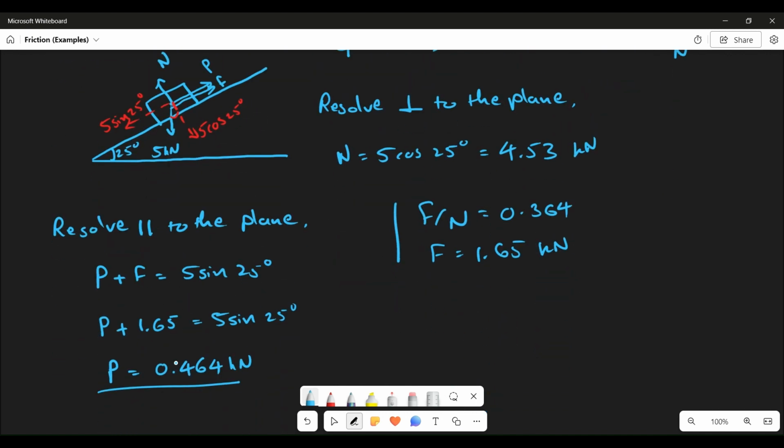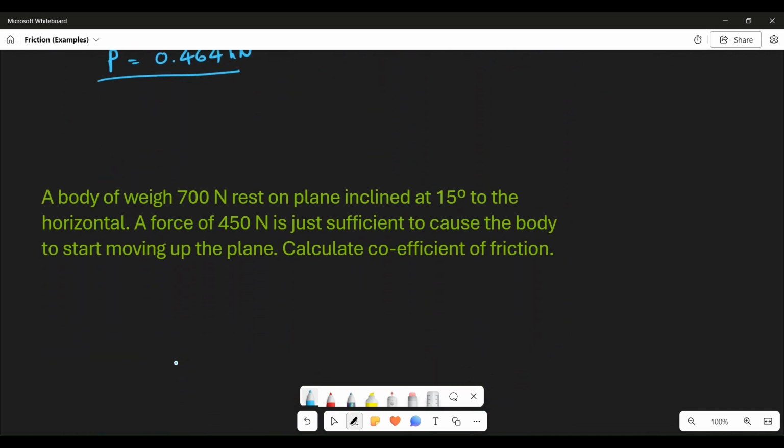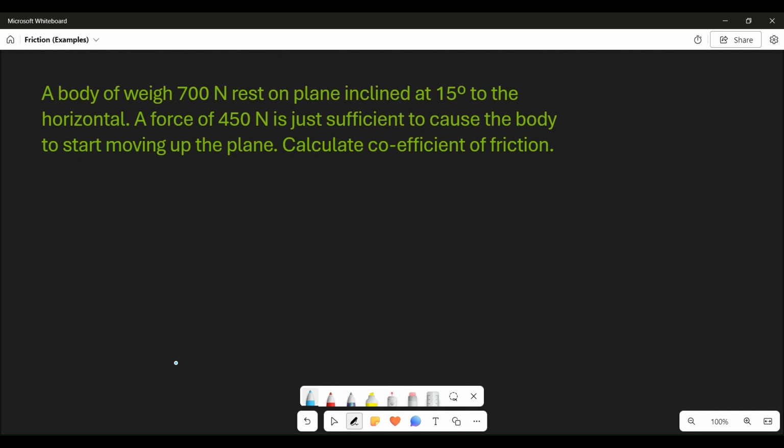Now let us move to the third example. A body of weight 700 Newton rests on a plane inclined at 15 degree to the horizontal. This is simple now. We have understood this, that first we will draw a horizontal line, then we will draw our rough surface which is at angle 15 degree from the horizontal line. A block is resting on this. Okay, and weight of the block which acts vertically downwards is 700 Newton.